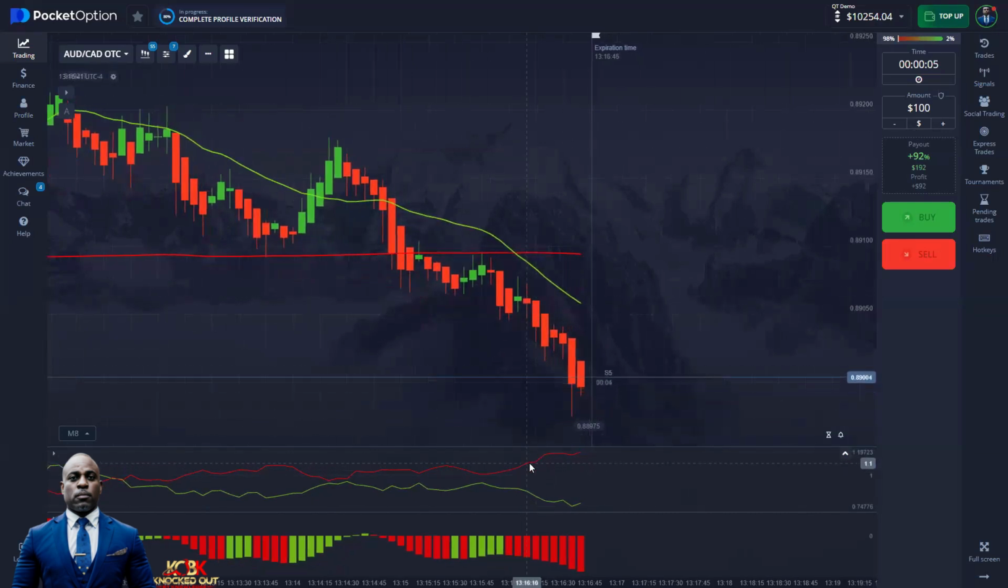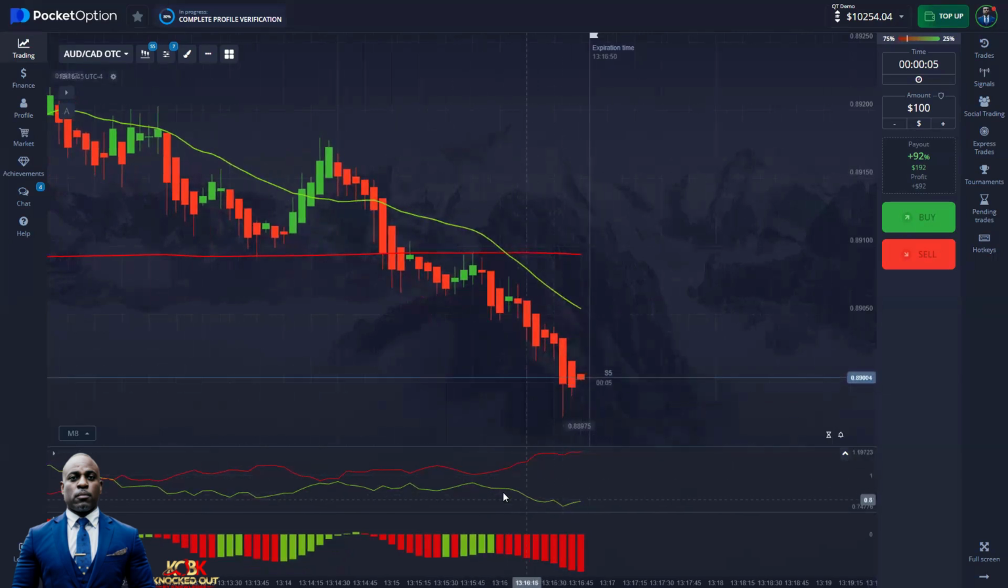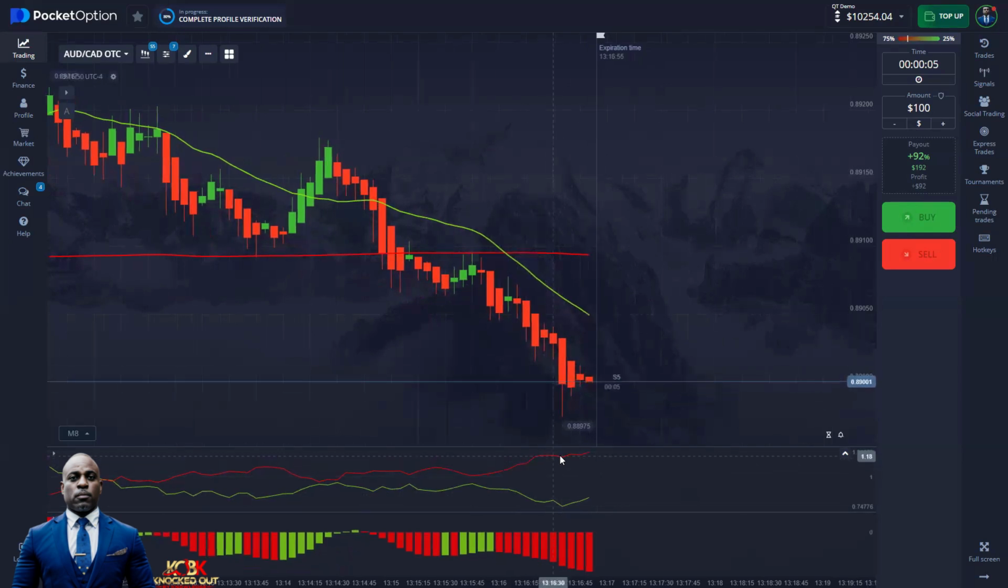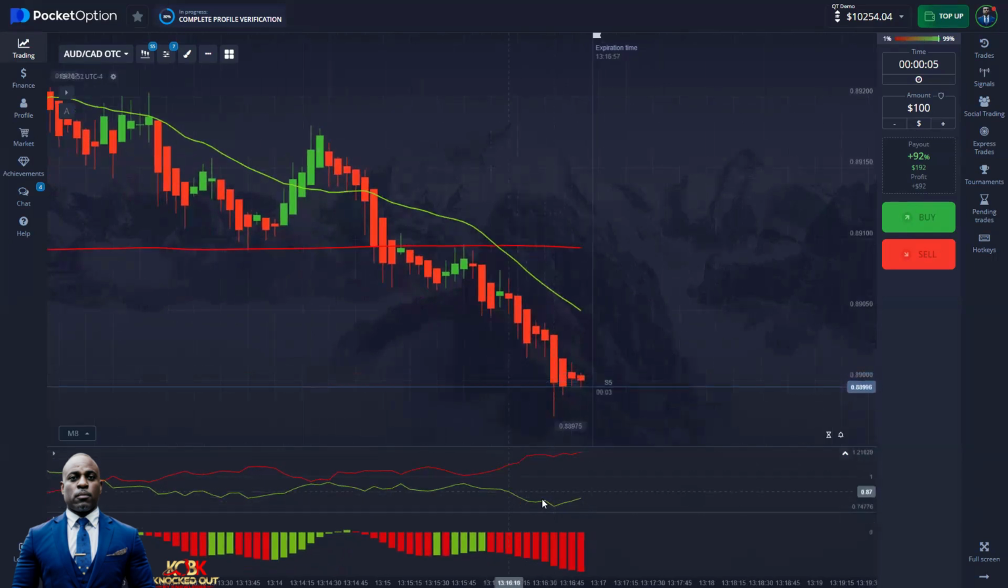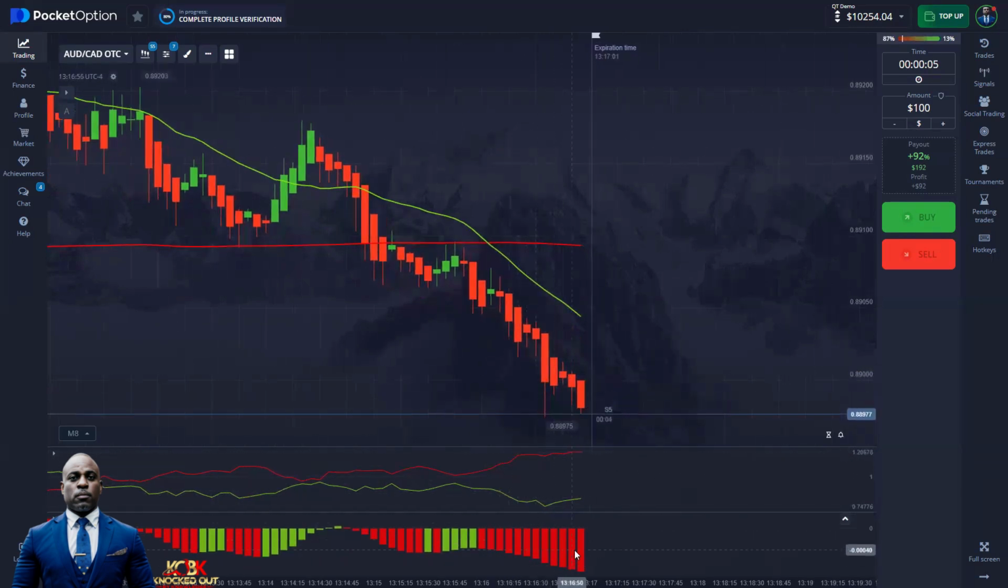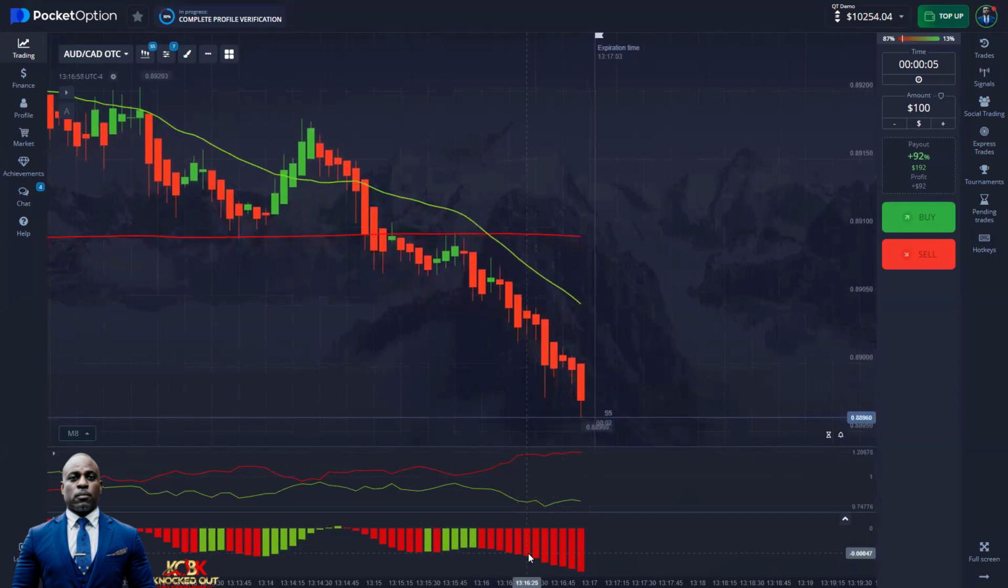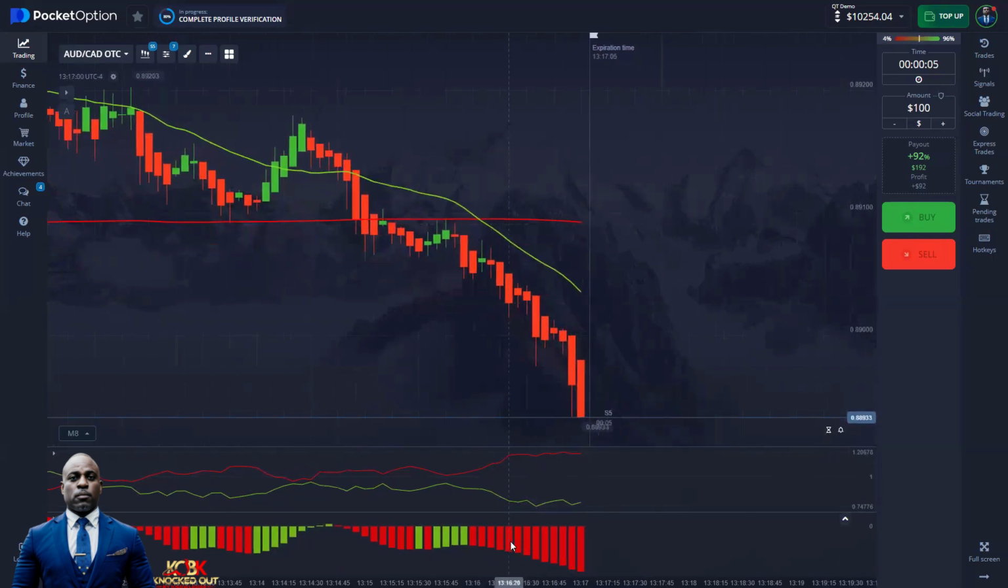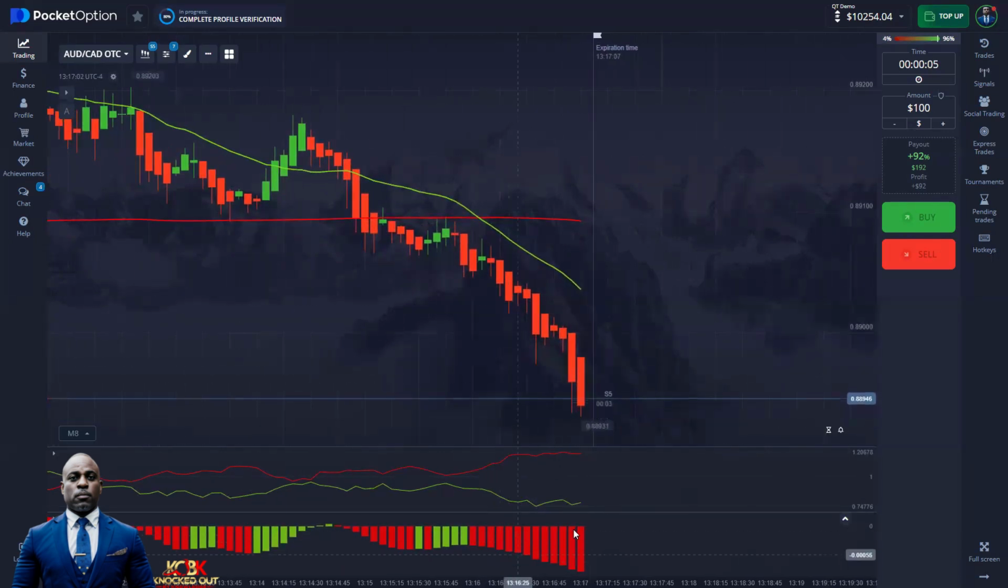Then we come down here. You have your seller line and then you have your buyer's line. When the red line, aka the seller line, is on top, you're also looking to sell. If the green line was on top, you would be looking to buy. Then down here, we have extra candles as well. You must make sure that everything aligns. So if we have red bars, you're going to also look to sell.